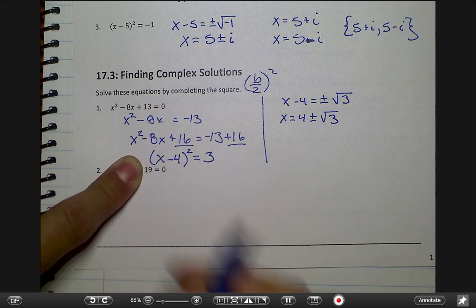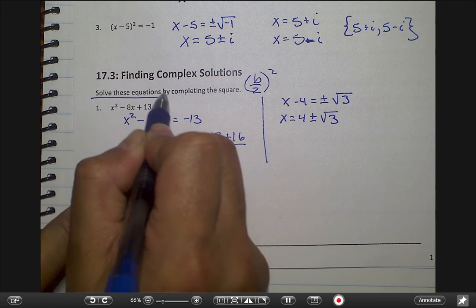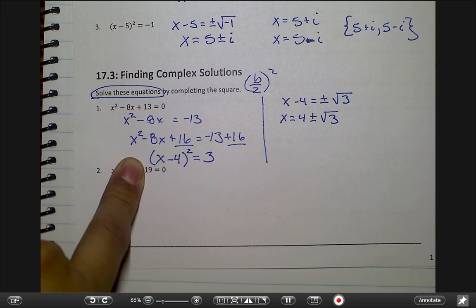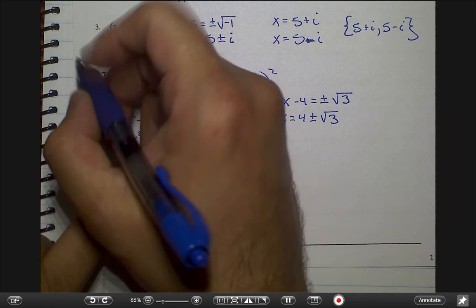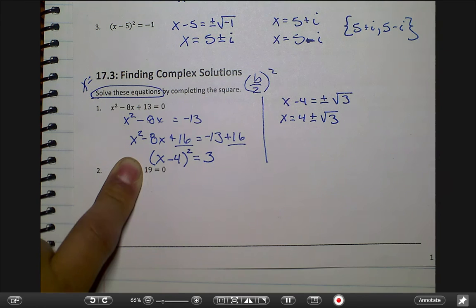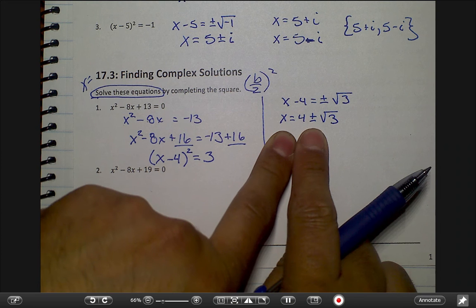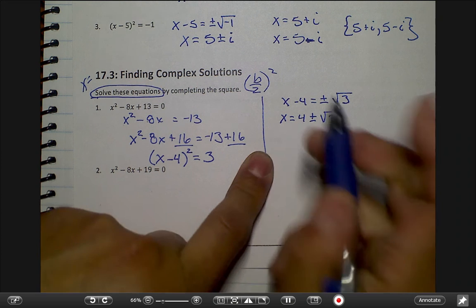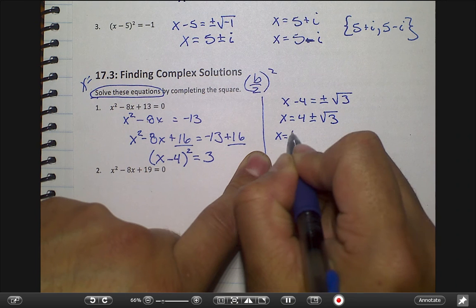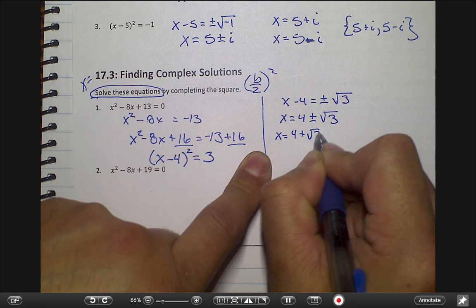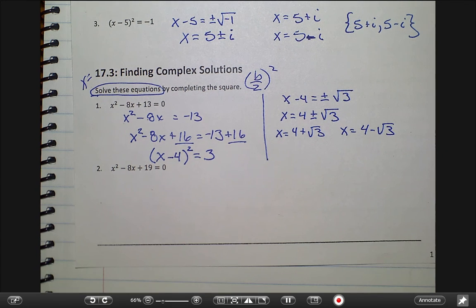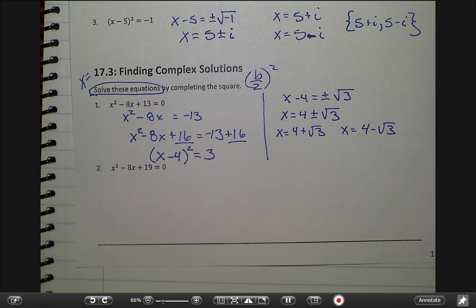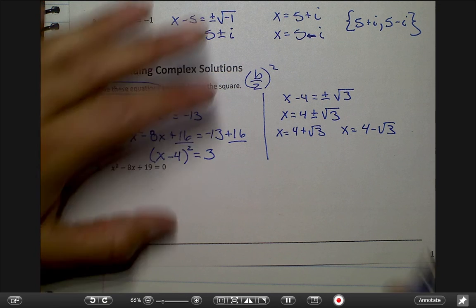And in all these cases right here, I am solving the equations. Solving the equations means get x equals. This means x equals something. Okay? So from right here, I could write x equals 4 plus square root of 3, and x equals 4 minus square root of 3. And solution set.